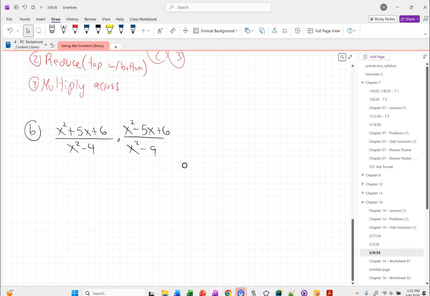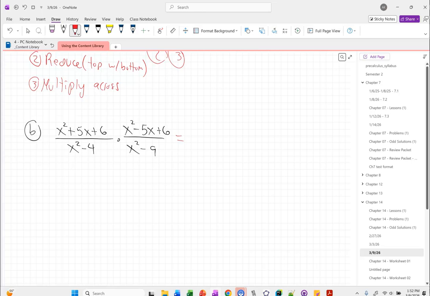So let's say we have these two rational functions: x squared plus 5x plus 6 over x squared minus 4, times x squared minus 5x plus 6 over x squared minus 9. First step, just like before, is to factor. And you want to make sure it's a prime factorization, completely factored down as far as you can go.